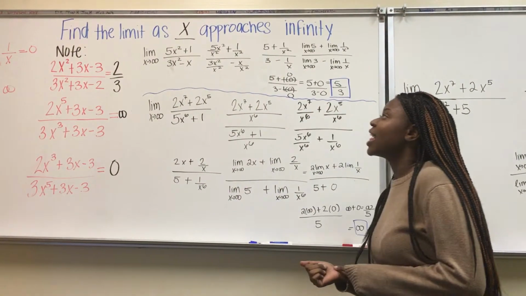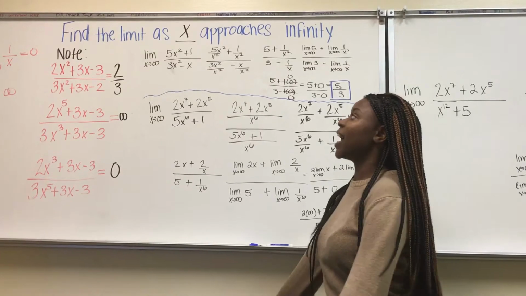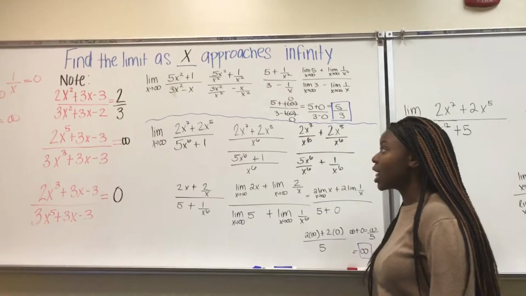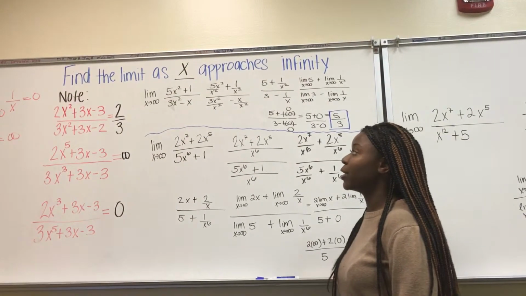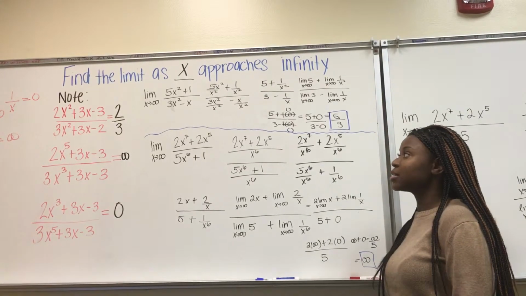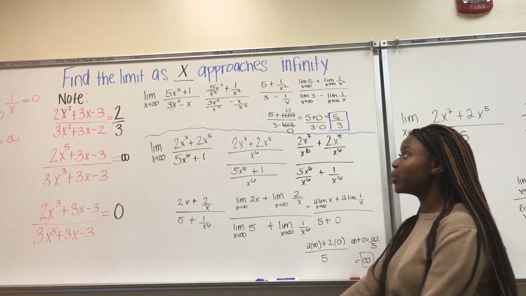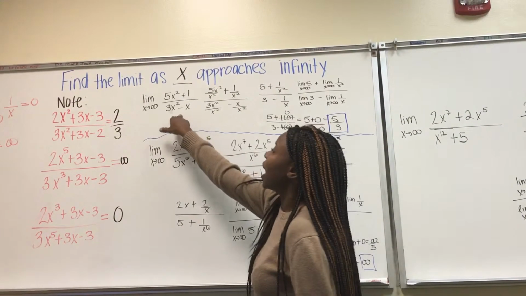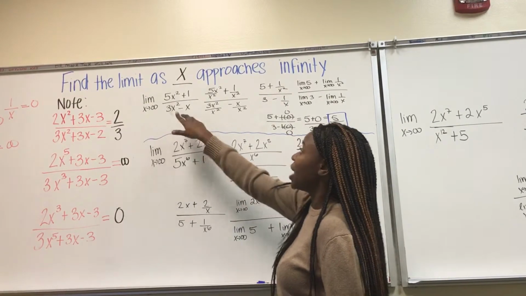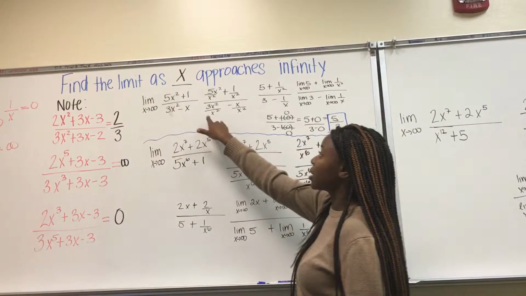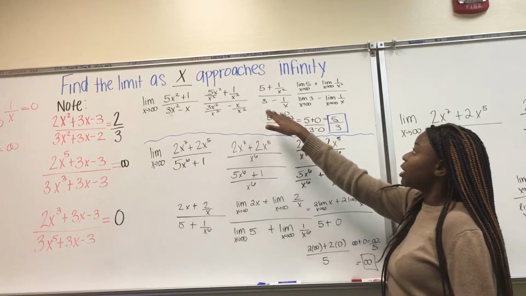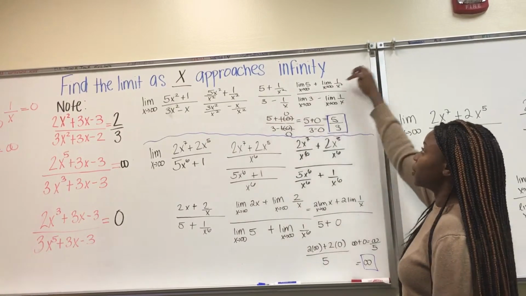So we have the limit of 5x squared plus 1 divided by 3x squared minus x as x approaches infinity. What we will do is take the highest degree, which is x squared, and divide each term by x squared. Then we'll simplify, and this is what we'll get.